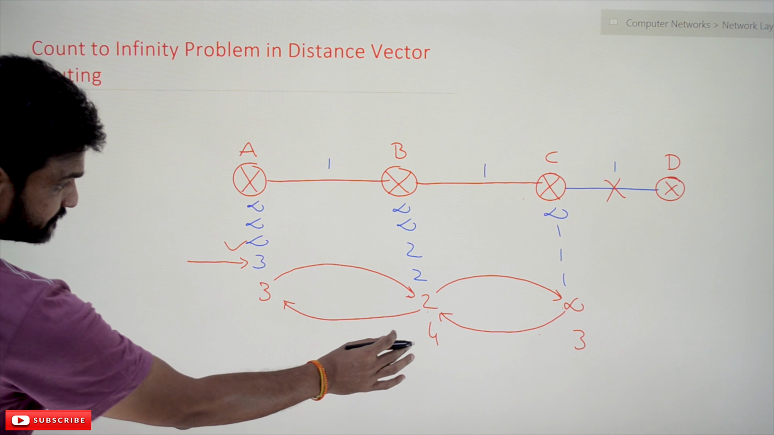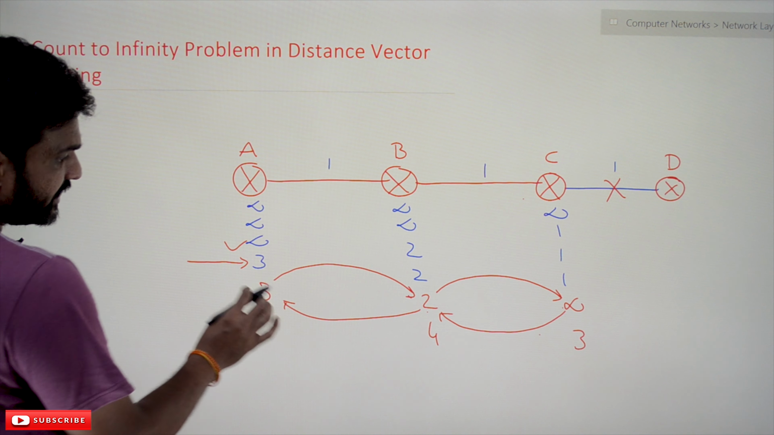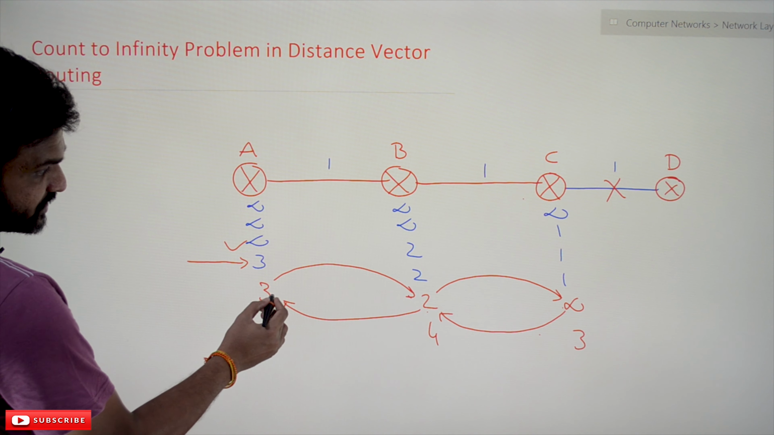Now what about this 3? This is A. A got the information 2.